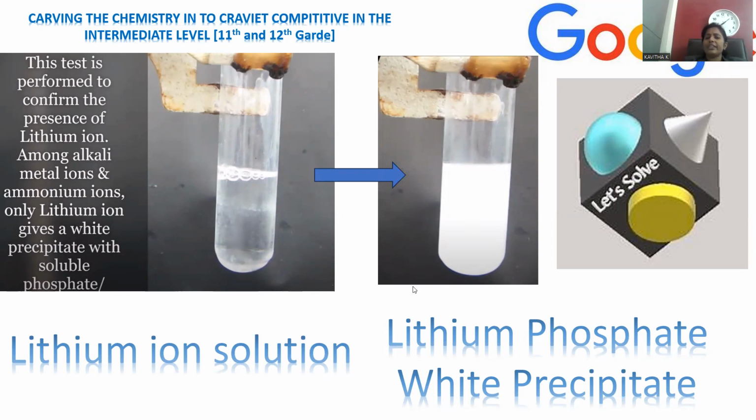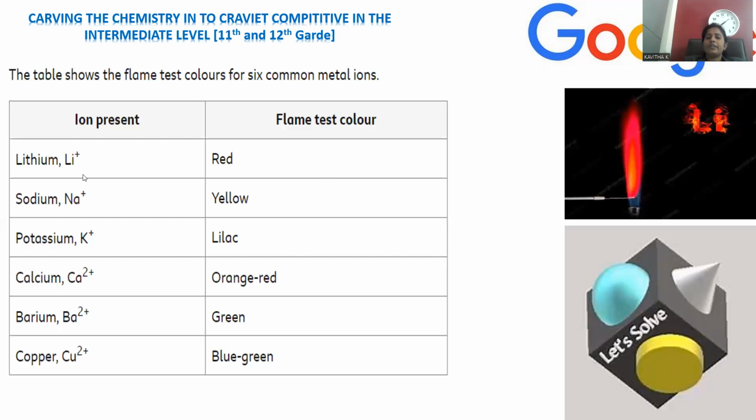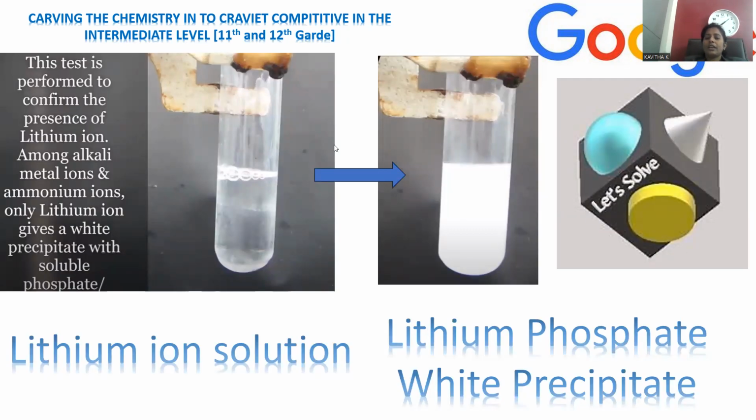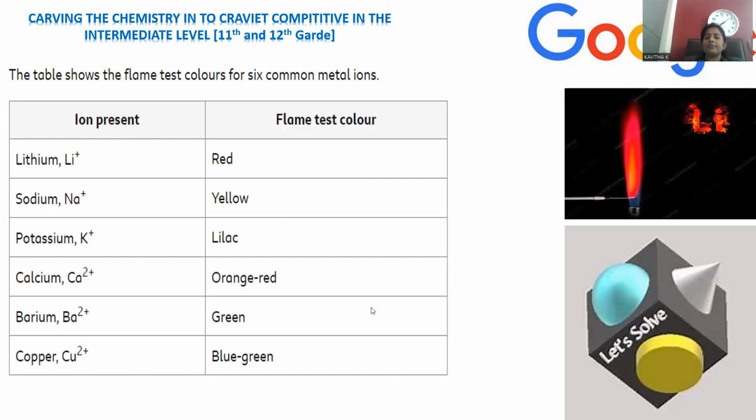How many tests did we do? One is the flame test, which gives the red color. Then you can identify it as a lithium ion. You can confirm by taking the unknown solution dissolved in a suitable solvent and adding a few drops of sodium phosphate, and it gives a white precipitate of lithium phosphate. You can clearly confirm that the given ion is lithium ion.